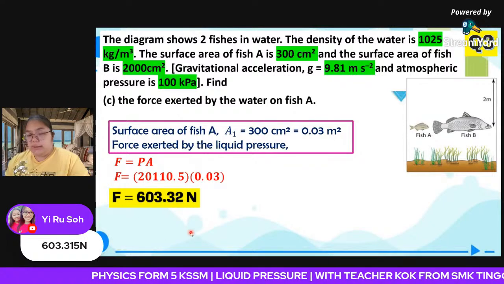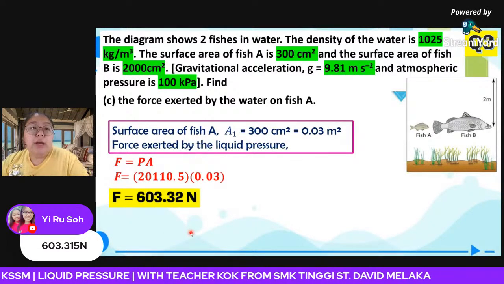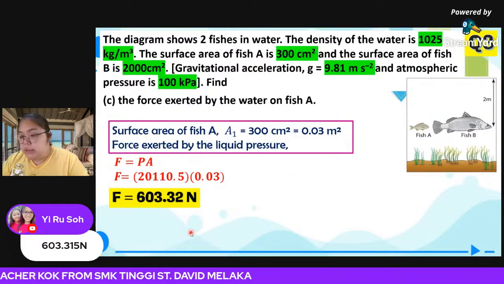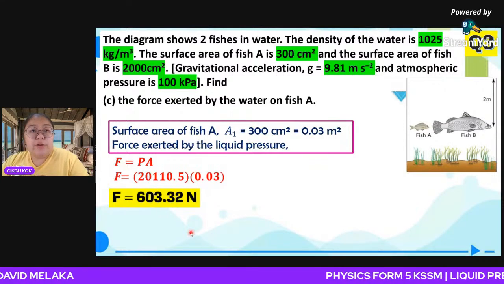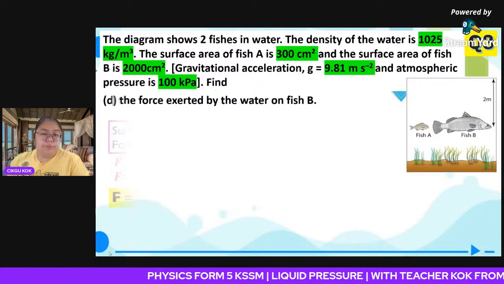Yeah, correct. The answer is 603.32. Normally for the last one you go to a round number. 603.32 Newton, the force is in Newtons. Okay, then we continue to the second one.